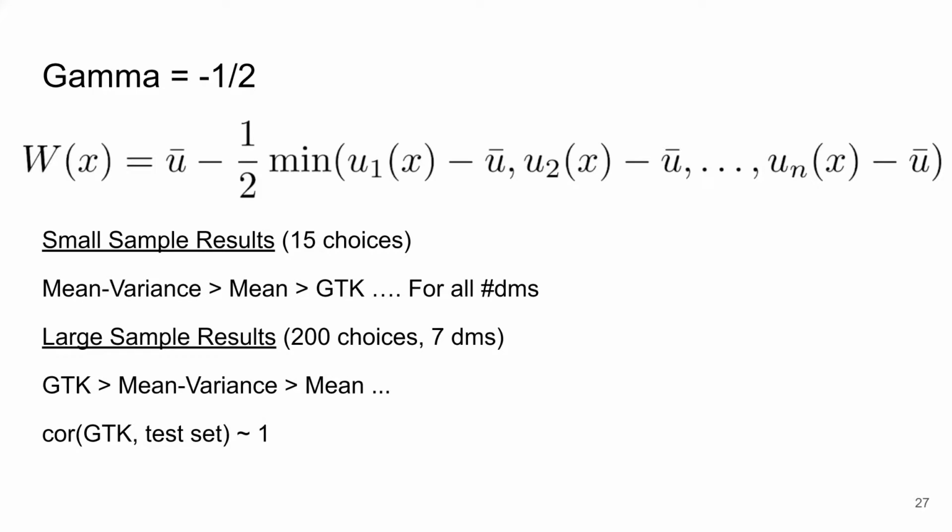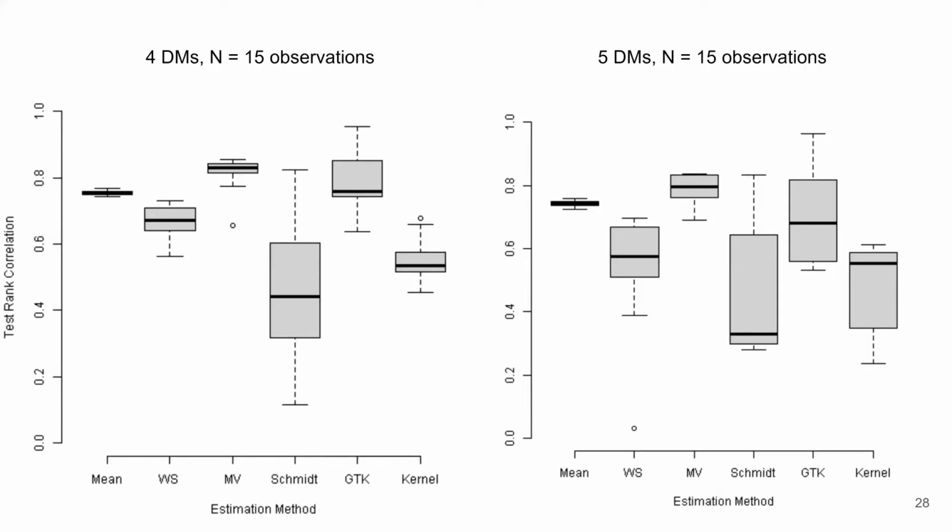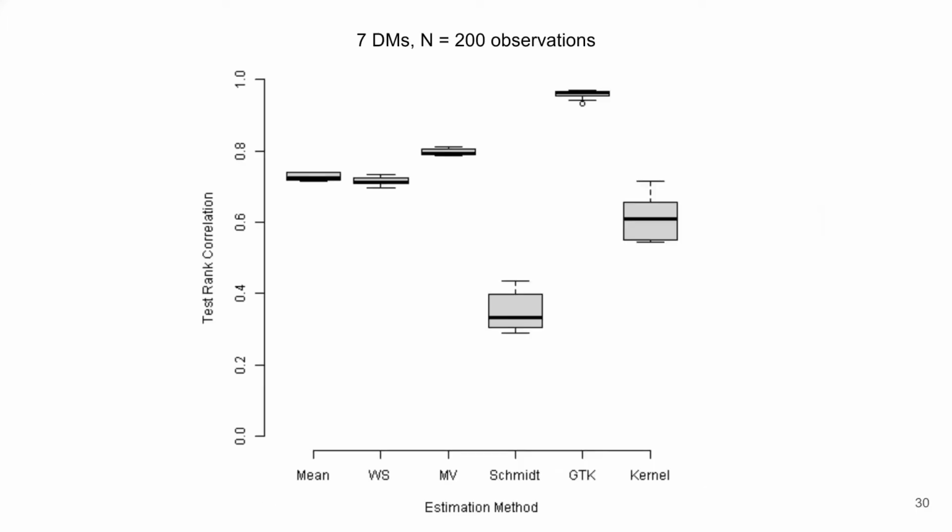Here we have gamma equals -1/2, a trade-off between the mean and the min. Here the mean variance outperforms the mean, outperforms GTK with small samples. With large samples, GTK outperforms the mean variance, outperforms the mean. Again, the rank correlation in the large sample is approximately 1. 4 and 5 decision makers, 6 and 7 decision makers, 200 observations.